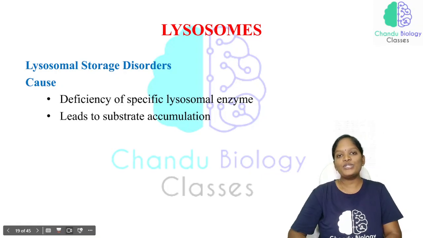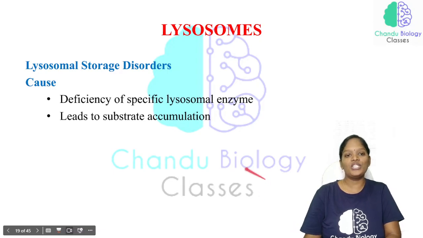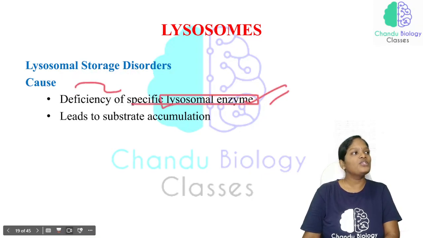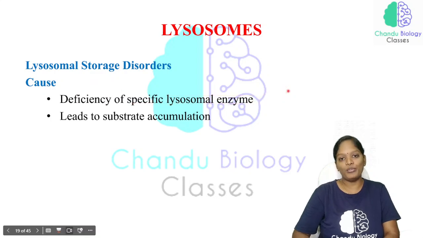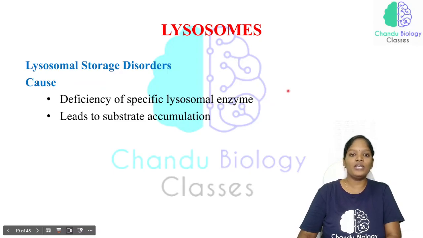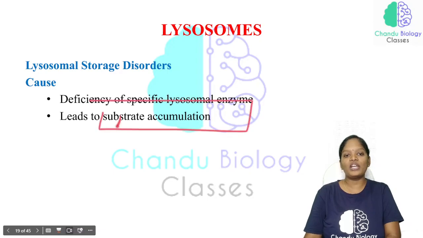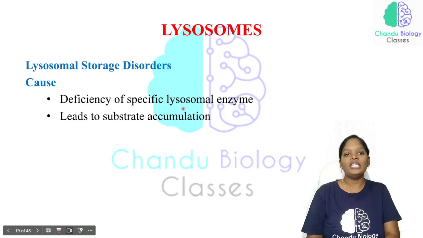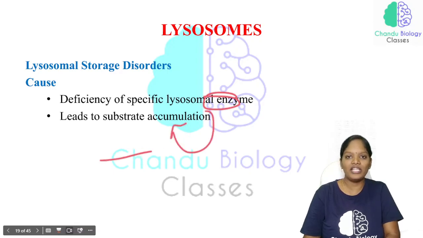Now, lysosomal storage disorders. If the enzymes in the lysosome do not function properly, it leads to some storage disorders. The lysosomal storage disorder appears whenever there is a deficiency of specific lysosomal enzymes. So the enzymes present in the lysosomes are very important. If the specific lysosomal enzymes do not function properly, it leads to storage diseases and substrate accumulation, because all the substrates not in need have to be destroyed by the lysosome, and if there is no proper specific lysosomal enzyme, it leads to accumulation and further to disorder.